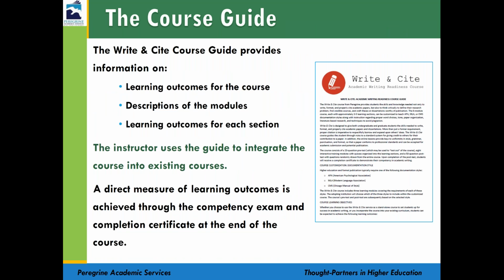The course also comes with a course guide, which sets forth the learning objectives for each of the modules and section. The learning outcomes are listed right there, and so that can be mapped to your curriculum to see where it fits in. And then the competency exam at the end of the course shows you how you've measured those outcomes. The students have mastered them, in fact. So it does give a direct measure of your learning outcomes.